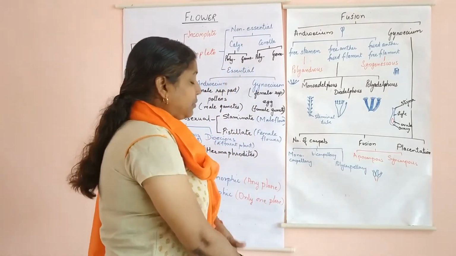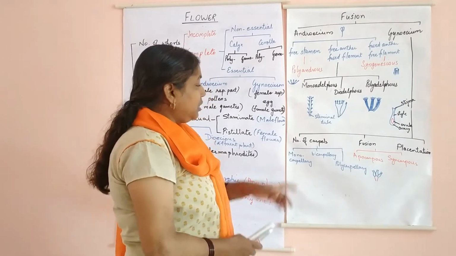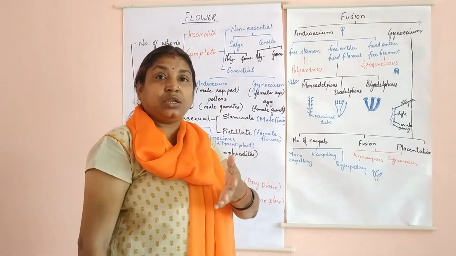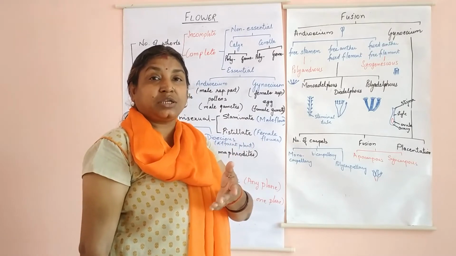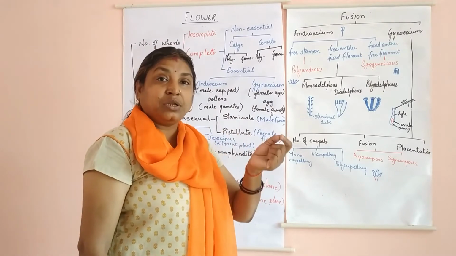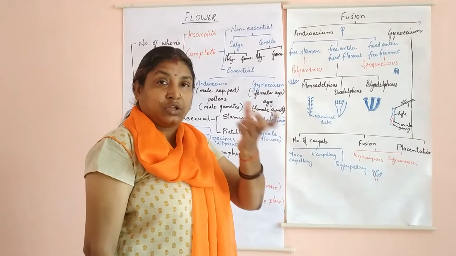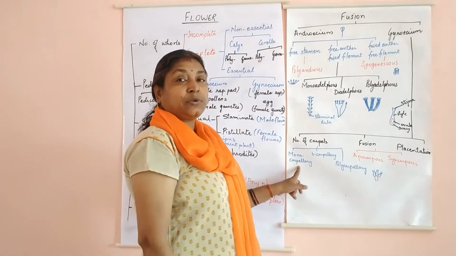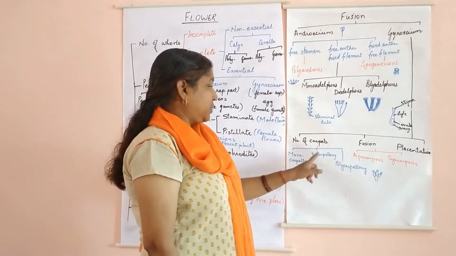Coming to the number of carpels. If there is one carpel, it is monocarpellary, where only one ovary is present, like in your bean. You have seen bean seed, gram seed. When you open the ovary wall, you will see only one ovule in that. So this is monocarpellary, a single ovary.